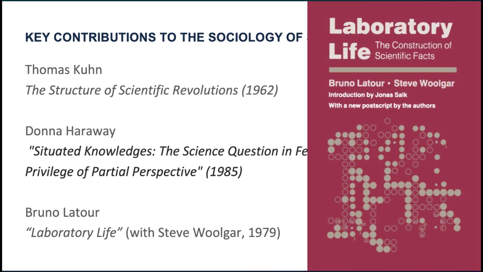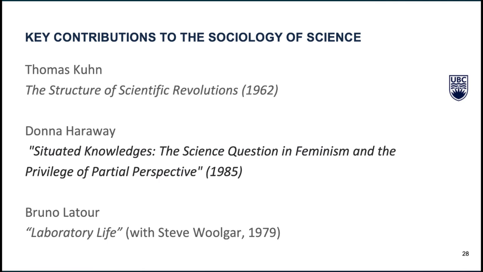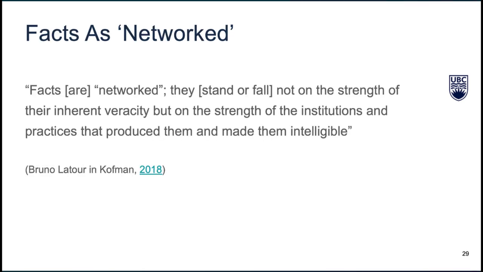And lastly, I want to highlight for you Bruno Latour and his book Laboratory Life with Steve Woolgar in 1979. And a key argument of Latour is that facts are networked. So let's look at what this means. Latour's key idea is that facts are networked, meaning they stand or fall not on the strength of their inherent veracity, but on the strength of the institutions and practices that produce them and make them intelligible. If this network broke down, the facts would go with them.